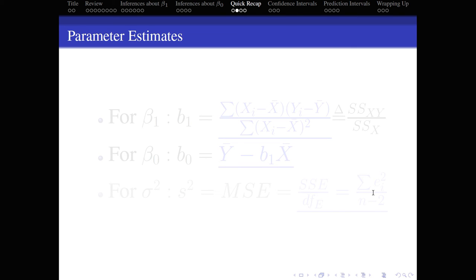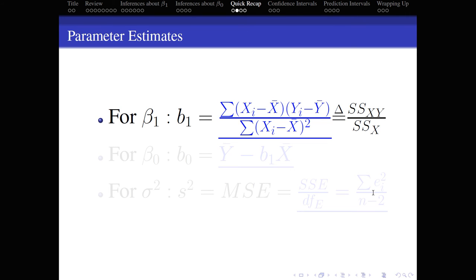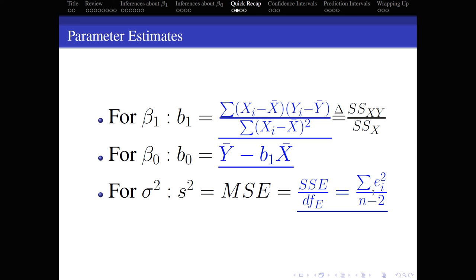Now for the parameter estimates, we already wrote these down. In fact, you probably already have all this written down. This is a recap, but sometimes it's nice to have it all in one place. The parameter estimate for B1 is the sum of squares of xy divided by the sum of squares of x. The parameter estimate for B0 is y bar minus B1 times x bar. And the parameter estimate for sigma squared, the population error variance, is s squared, or the MSE, which is the sum of squares of error divided by the degrees of freedom for the error.